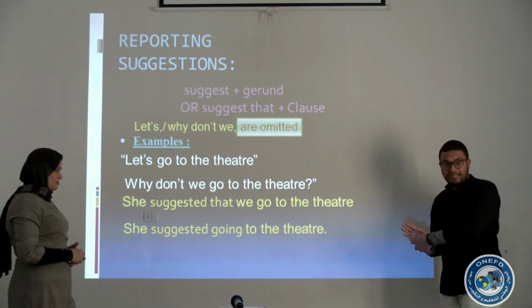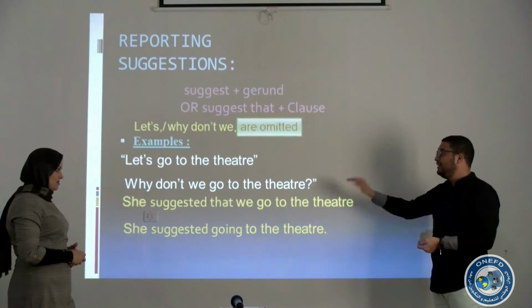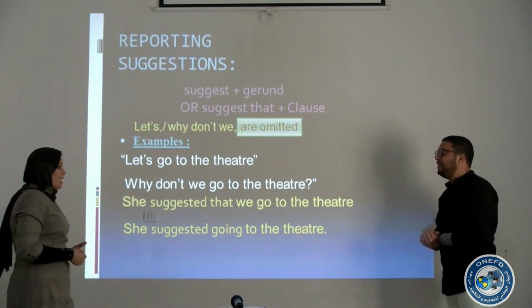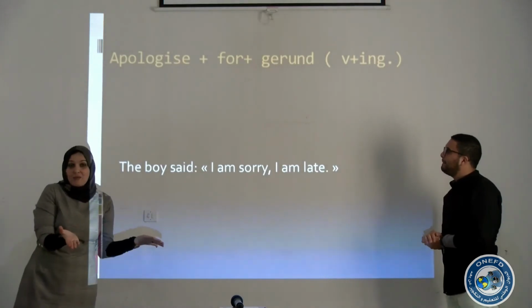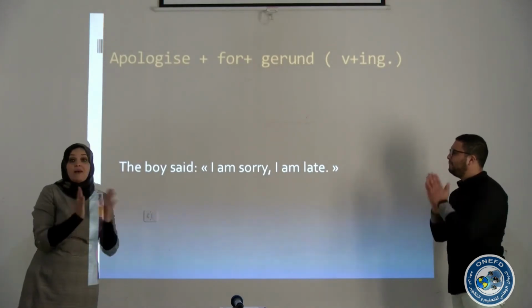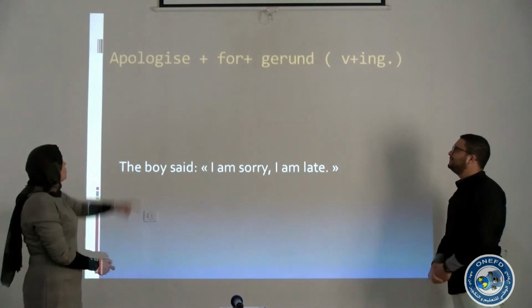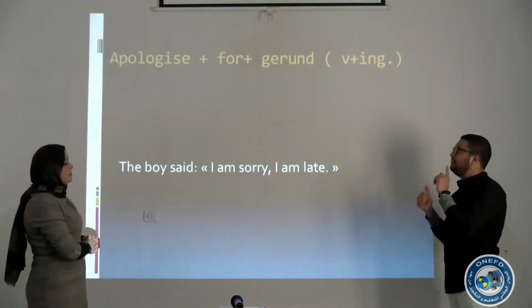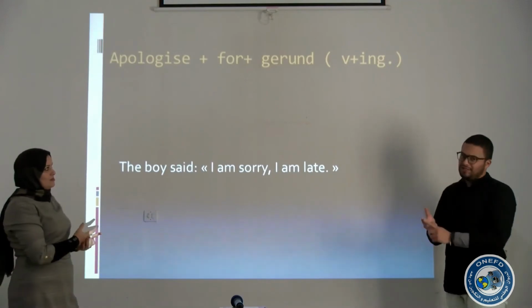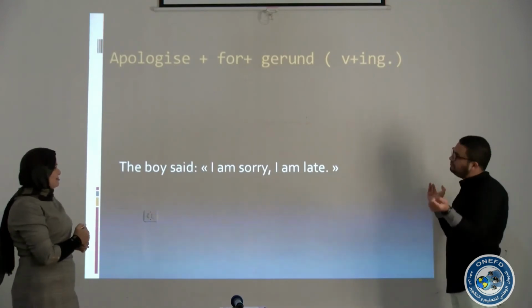Here is the gerund, ing, and here is the verb. Yes, we use that. Great. Now we're going to report something else. Someone saying sorry, he is apologizing. When we report apologizing, we have apologize plus for plus gerund, which is ing, and that's it.